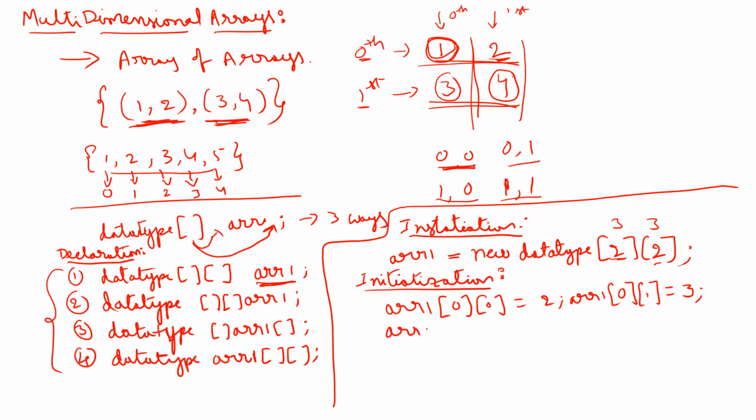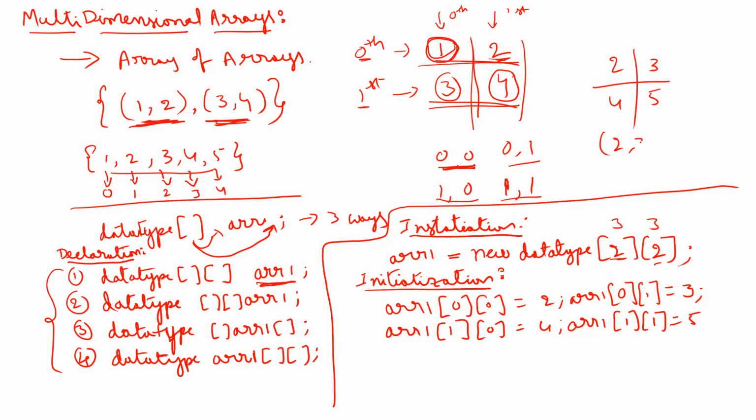Similarly, arr1 of 1, 0 equals 4, and arr1 of 1, 1 means the fourth element is 5. So it will create a multi-dimensional array like 2, 3, 4, 5. So this is how a multi-dimensional array will be created.